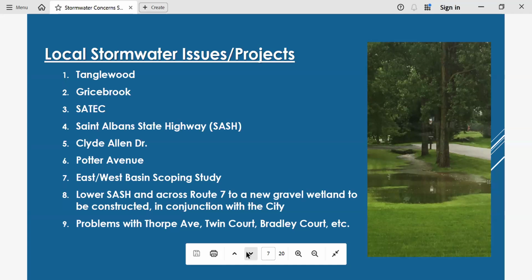And then I think the city is managing the lower SASH project in the Route 7, but there's issues with all of these projects and all kinds of stuff that we need to deal with to get through these. And then once we get Tanglewood taken care of, we're going to have to try and figure out what we can do with the other Thorpe Avenue, Twin Court, and Bradley. So there's a lot of work out there to do. We're talking tens of millions of dollars here over the next 10 years or so. And if the MS4s are able to meet the 2036 requirement by the state, I'm going to be surprised. I don't know how everybody else is thinking, but that's our goal anyway.